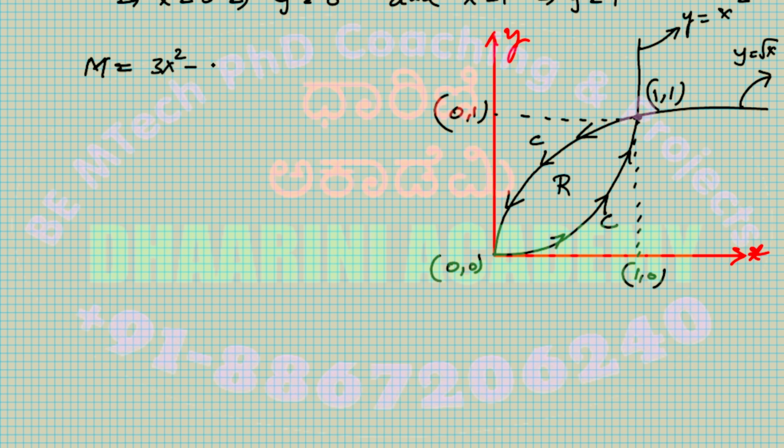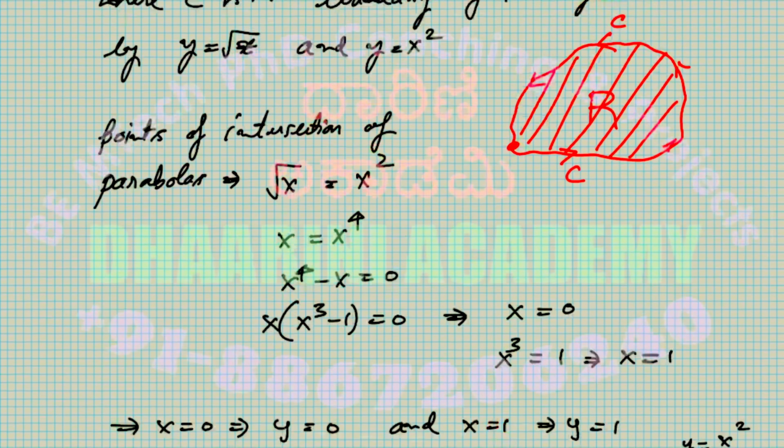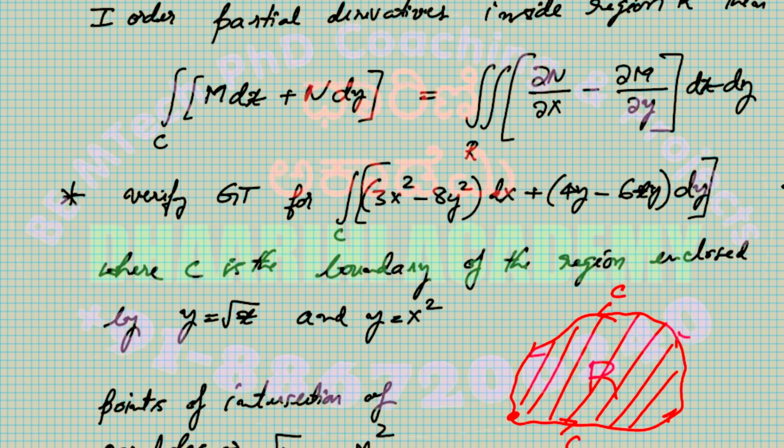No, no, only M. M dx is given, M you extract. 3x square minus 8y square, right? Similarly, N is equal to 4y minus 6xy, isn't it? Okay, you see, I have to calculate the left hand side separately, I get an answer. Calculate the right hand side separately, get an answer. Both should be equal. That means you verified the Green's theorem. Okay, that's our approach. But before doing that, let's see.